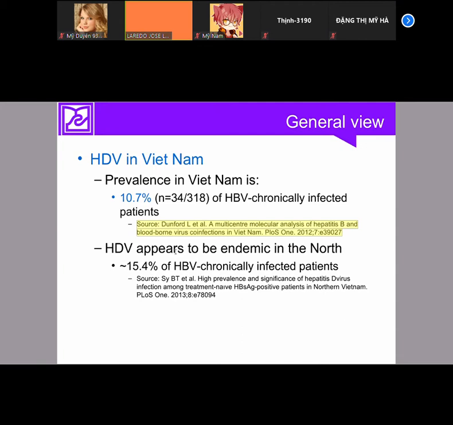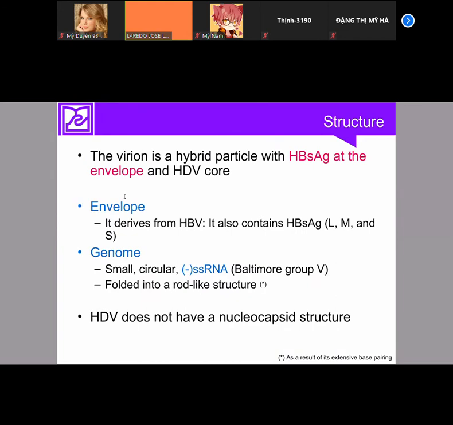And I found a different medical paper, and they say that hepatitis D virus is mostly found in the north. In the north, it seems that around 15% of people chronically infected with hepatitis B are also infected with hepatitis D. And this is the source, the medical paper, if you want to find the information. So in Vietnam, it seems that around 11% of chronically infected hepatitis B people are also infected by hepatitis D. Don't forget, hepatitis D virus is always found with hepatitis B virus.